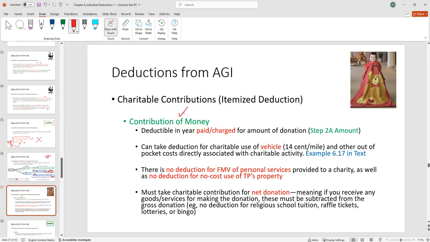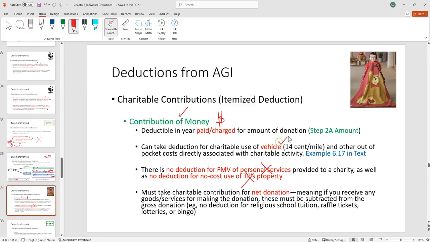We will start with money. Typically it's going to be just straight up cash. It could be a check, or you could charge it on your credit card. One thing that you do have to be aware of that does not count is personal services that you give to the charity or any no-cost use of property. So let's just say, I'm a CPA, I do books and records. I'm going to go to the church and do their books and records for free. Typically, I would charge $5,000 to do this. Can I get a $5,000 deduction? No, I can't. Nothing for services.